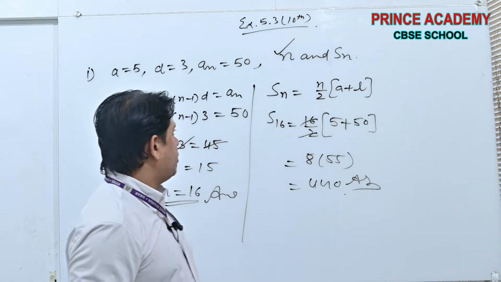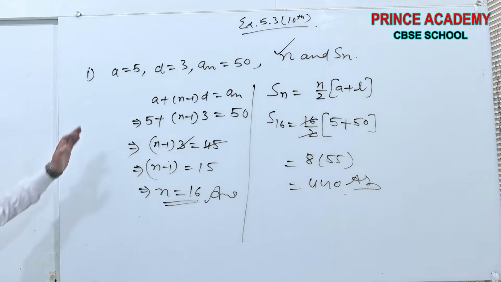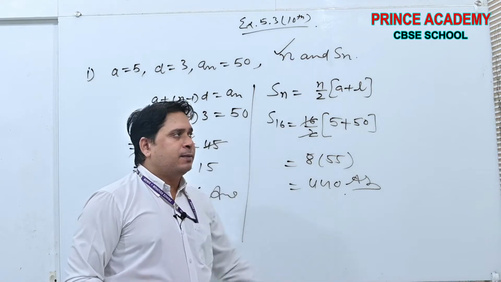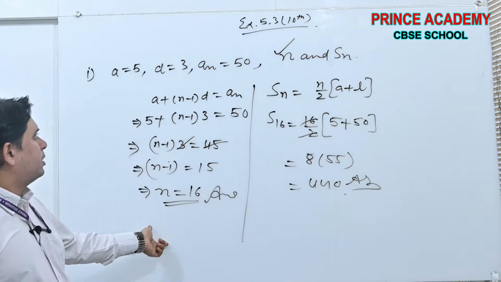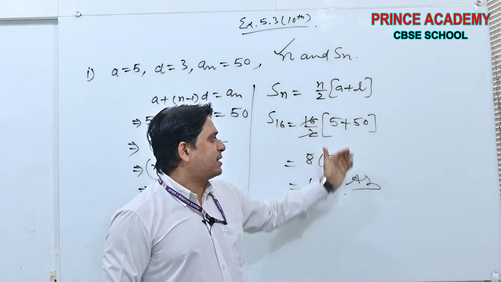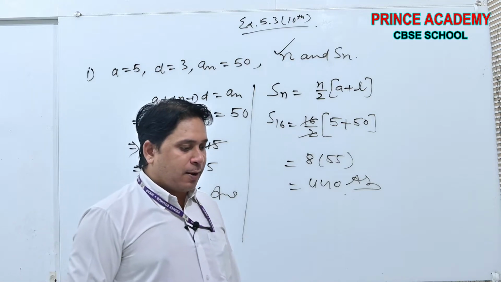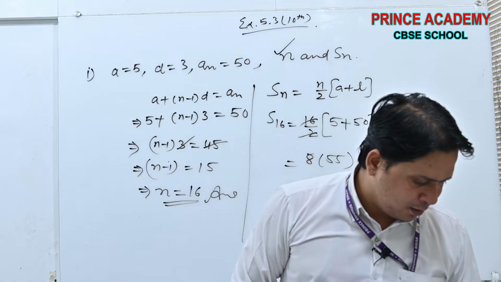Okay. Done beta. You can take the screenshot. Here a, d, an, Sn. We put the values in the formula for general term. From here we got n and then Sn, and we got Sn. So simple beta. Okay, now I am going to start the next question.